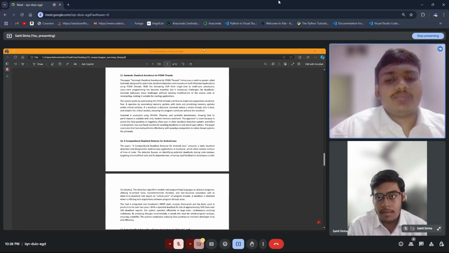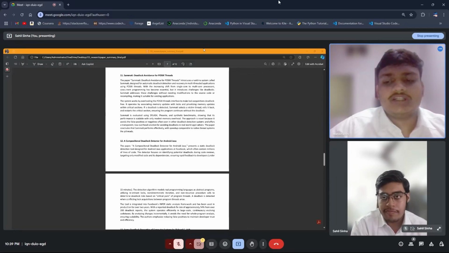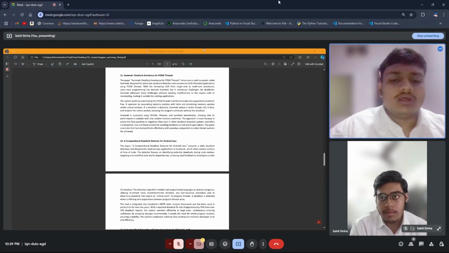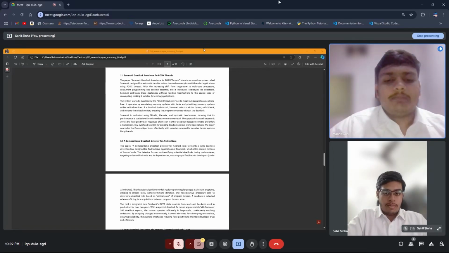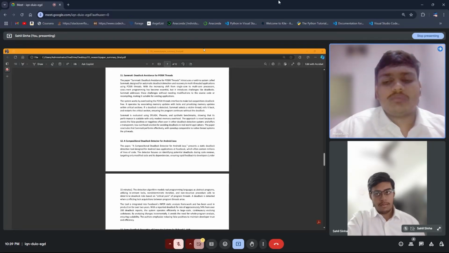Sammati manages memory updates within critical sections to ensure lock acquisition remains deadlock free. When a deadlock is detected, the system rolls back and restarts the affected thread, allowing the program to continue running smoothly. Evaluation demonstrates that Sammati is efficient with minimal memory overhead, making it practical for real-world applications. The system provides a reliable and low-impact solution for managing deadlocks in multi-threaded programs.